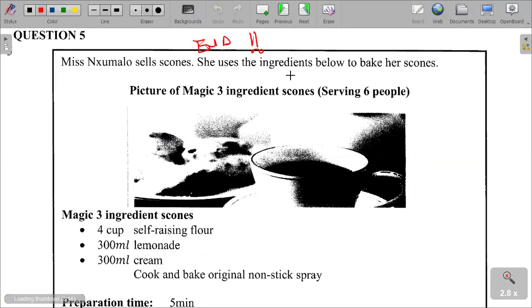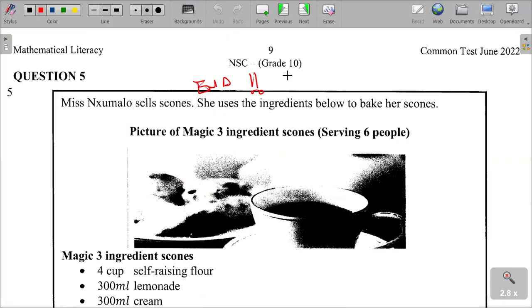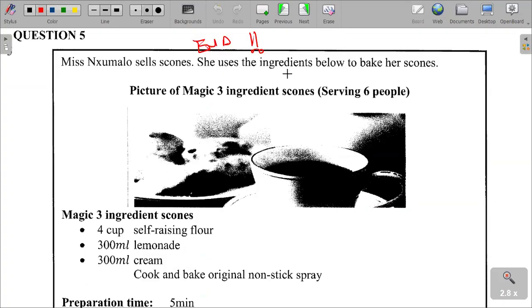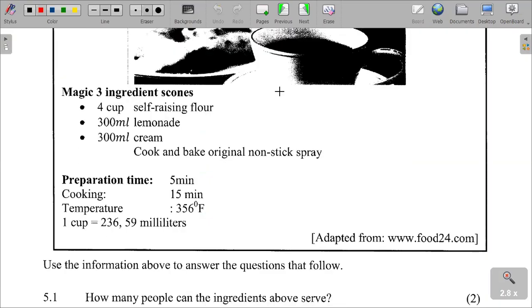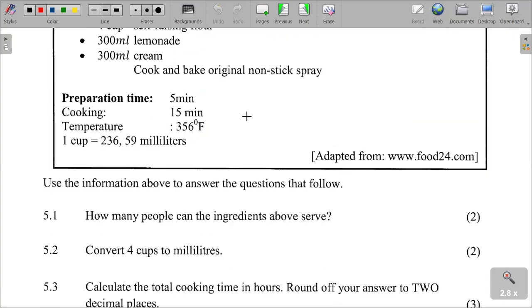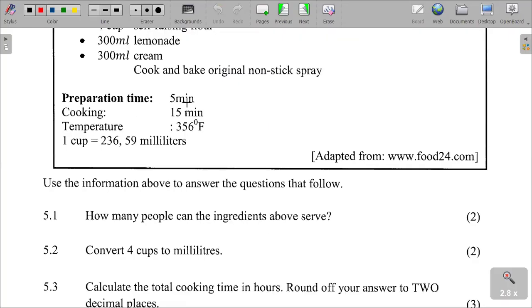And then let's just go and finish the last question. Miss Ngamulo sells scones. She uses the ingredients below to bake scones. Picture of the magic 3 ingredients scones serving 6 people. Magic ingredients: 4 cups self-raising flour, 300 milliliters of lemonade, and 300 milliliters of cream. Cook and bake, original non-stick spray, preparation, and all that is given there.